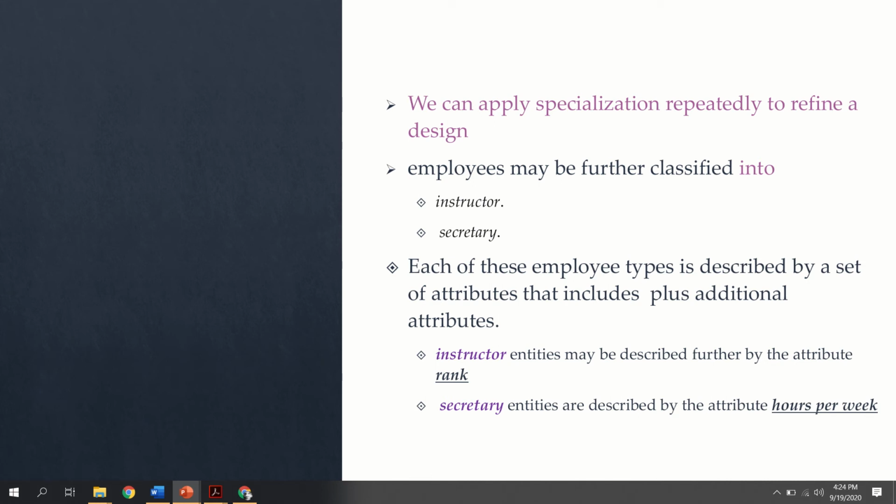university. So what may be the attribute which is only available to instructor? He may have a rank. That is, instructor is further described with the help of an attribute called rank. In the same manner, secretary entities can be described with the help of an attribute called hours per week. So this is the way we perform specialization, and we can do the specialization in a recursive manner. Here, two times we have done the specialization.